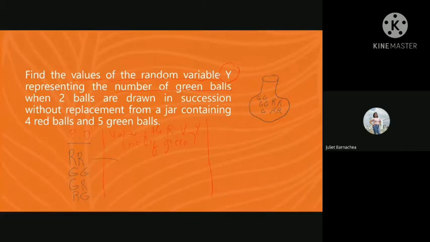Dito sa red, ilang green? Sa red, ilang green meron? Zero. Wala po. So, zero. Sa green, ilang green meron? Dalawa. Green, two. Isa. Sa red, isa.